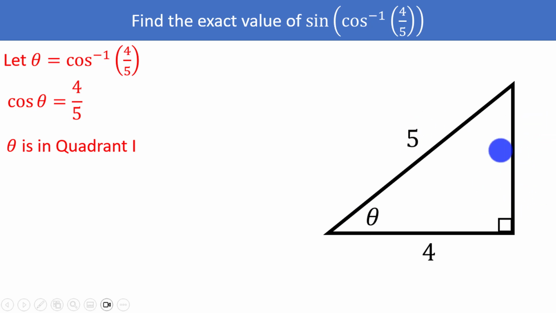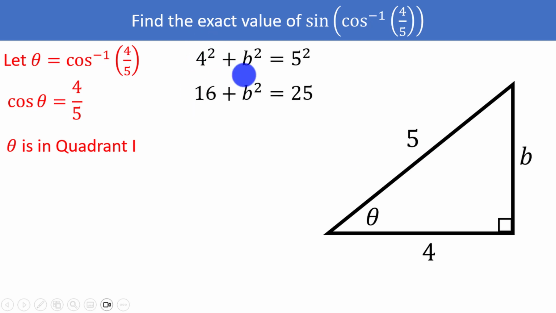So let's use the Pythagorean theorem to find that. That's going to be our side b. So we have 4 squared plus b squared is equal to the hypotenuse 5 squared. We can simplify this: 16 plus b squared is equal to 25. We can subtract 16 from both sides of the equation. 25 minus 16 is going to give us 9.